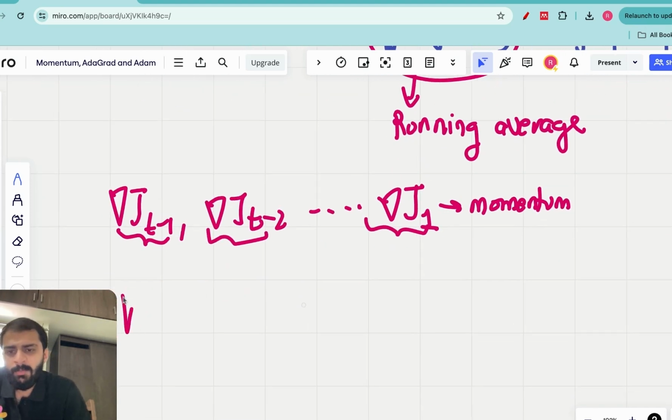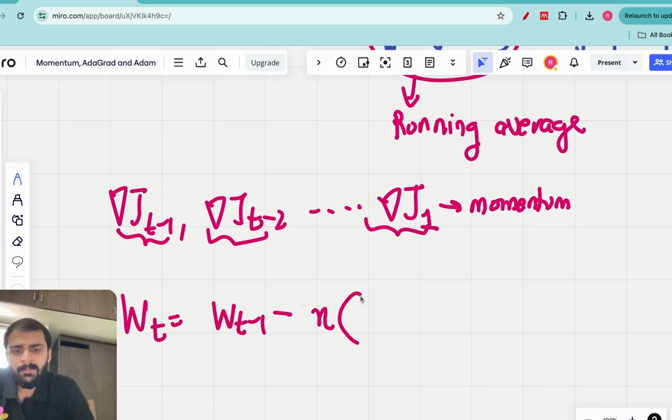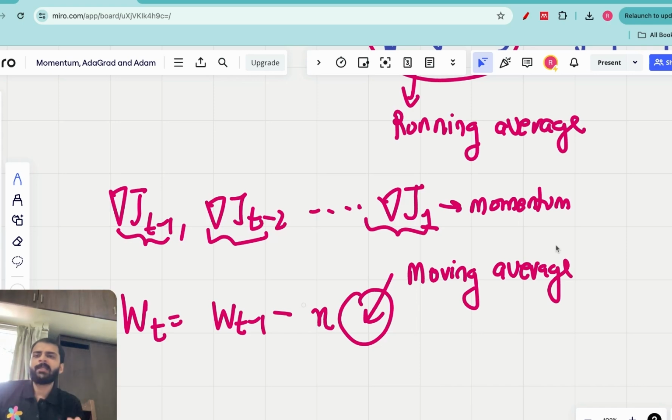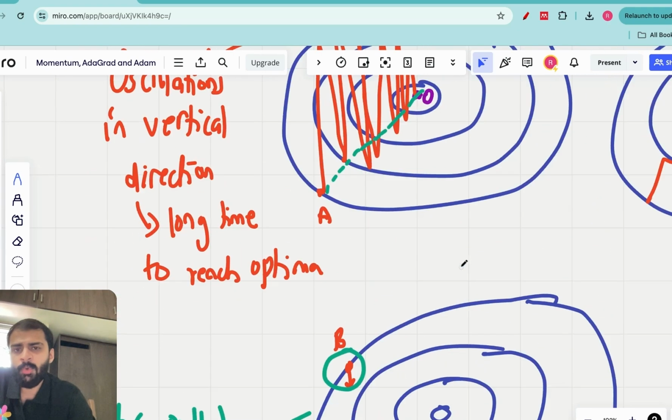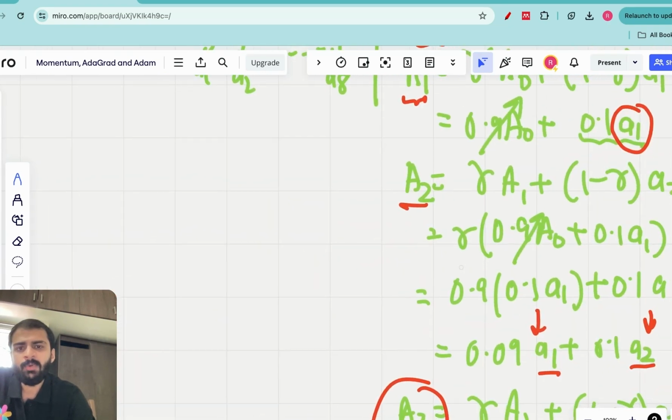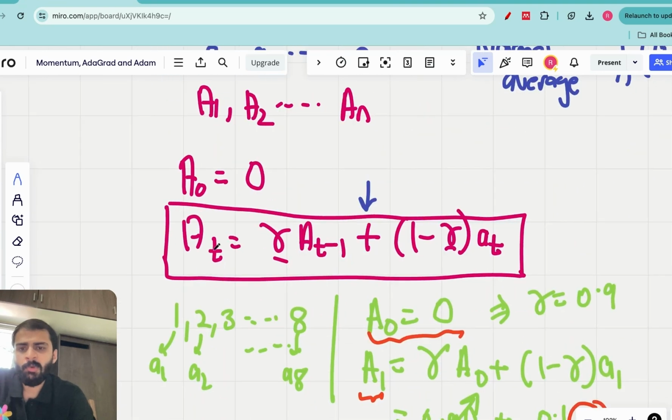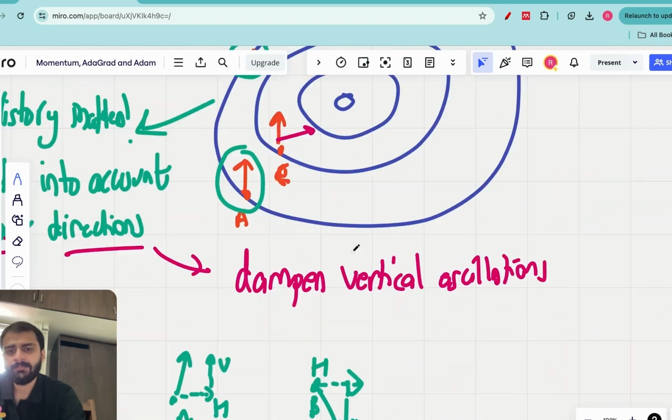So the update rule for momentum will look something like this: Wt is Wt minus 1 minus the step size into some sort of a moving average. So now if I want to find the moving average of the gradient, what do I need to do? Let's look at how we found the moving average here. If we want to find the moving average, first we need to denote a new quantity. We need to introduce a parameter gamma, and then that's it. We'll use this same formula here.